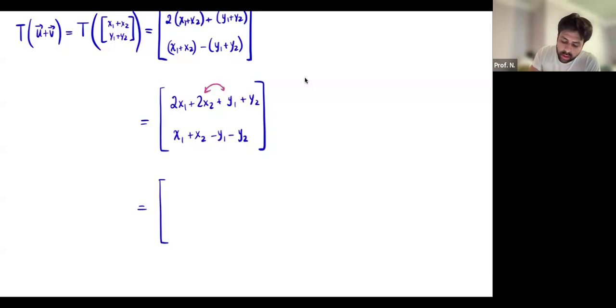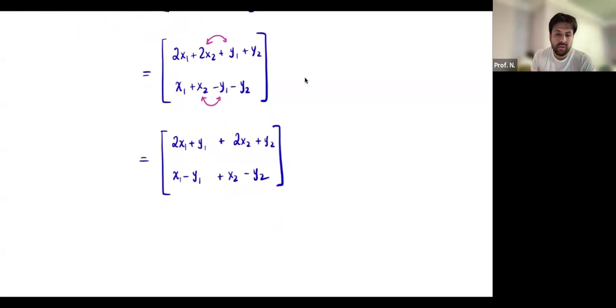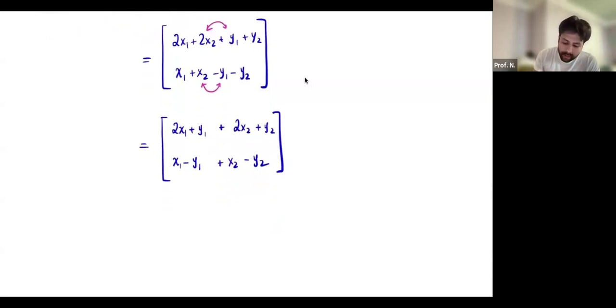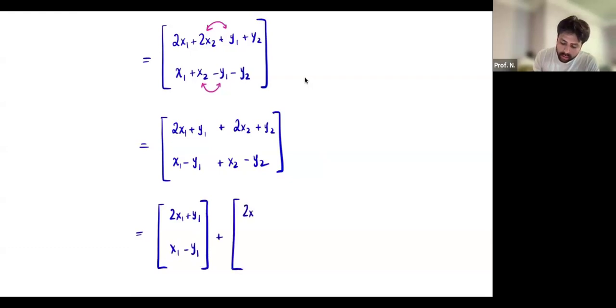Realize, wait a minute, I can rearrange the order of this. And I do so because I already have a feeling that I'm able to separate this in a way that I precisely will demonstrate the first property. Already you should be able to see that. So I'm just going to separate the sum. This is 2x1 plus y1, x1 minus y1, and this is the sum of that with 2x2 plus y2, x2 minus y2.